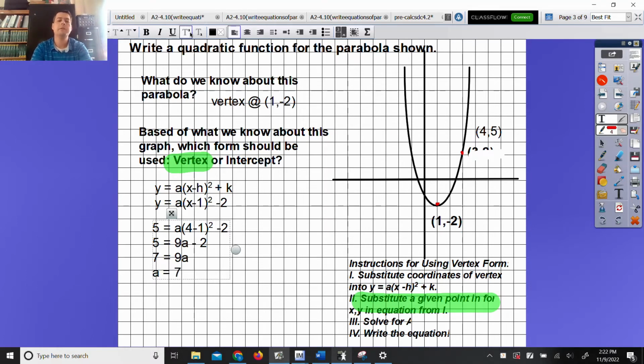What are you going to divide by? 9. What's your A value? 7/9. 7 9ths. If you stop here, I can't give you credit for it. What's the actual equation? Y equals 7/9 times x minus 1 squared minus 2. Sounds good to me. That's something I could graph.